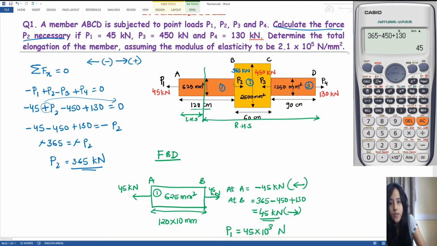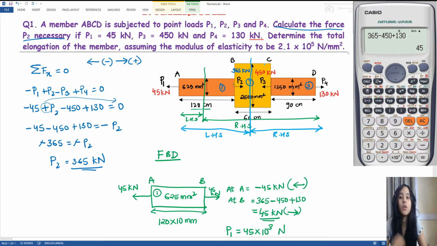Now I need to take a line running exactly from the midpoint of this B, and whatever forces are coming to this side will be at left hand side, and whatever forces are coming from here to here will be at right hand side of BC section. So from this point till here, first I have P1, then I have P2. P1 is going at the left hand side direction, so minus 45 plus 365.